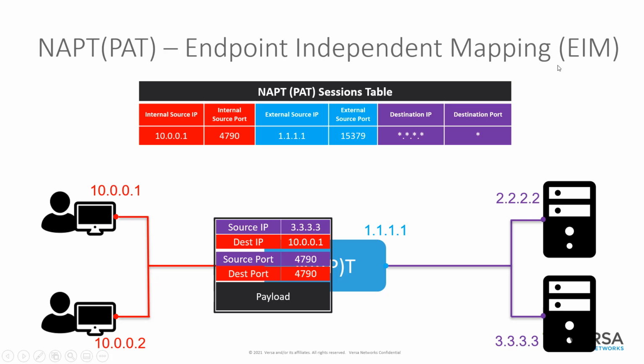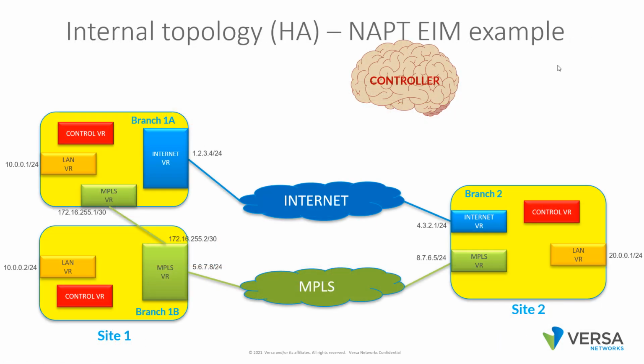Let's see where it is used in the Versa construct. On the right, we have the branch 2 device, which has two VRFs, one for the internet and one for the MPLS, and it also has the control VR, where we have the SD-WAN engine running, and the LAN VRF. Similarly on the left side. Here we have the cross connect, which is used by branch 1A to access the MPLS network.